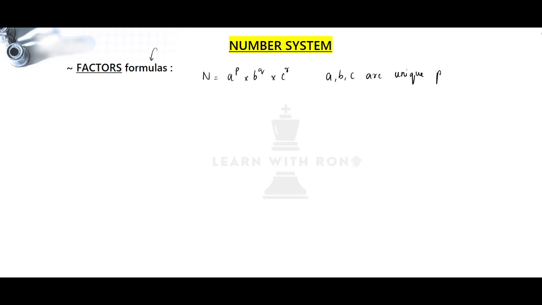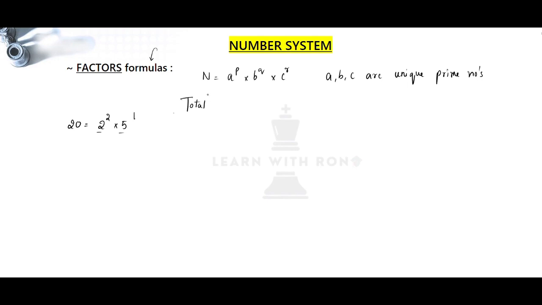Whenever I write any number in this format, that type of format is known as the prime factorized method. If I take an example of the number 20, 20 can be written as 4 times 5, so 2 square multiplied with 5 to the power of 1. If you observe here, 2 and 5 are unique prime numbers. So the very first question is the total number of factors.